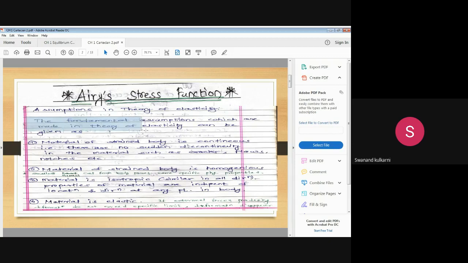The same assumptions which we have already carried in our second year subject, analysis of mechanical element or strength of material. Is it okay?